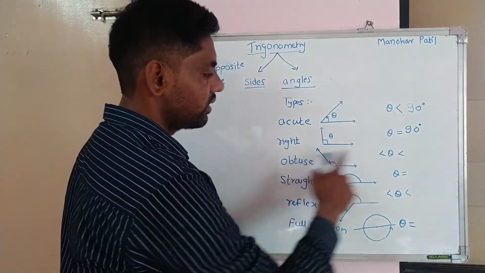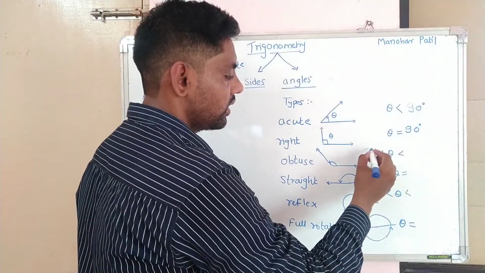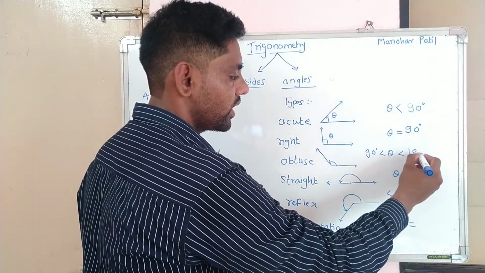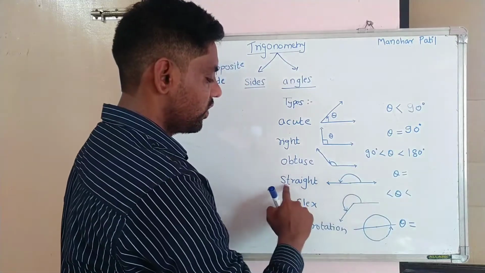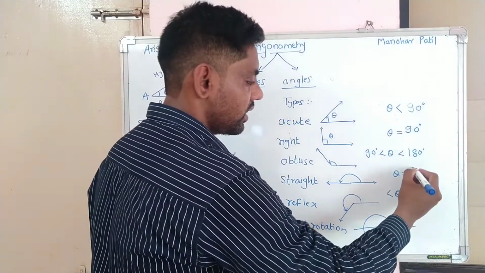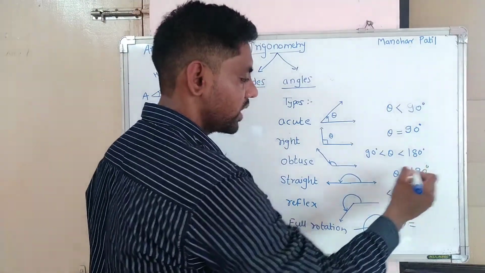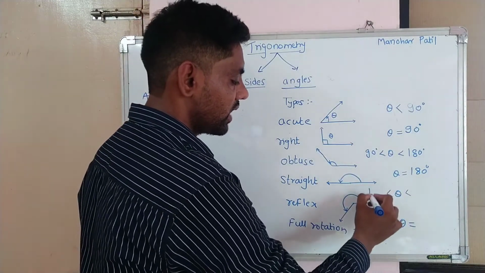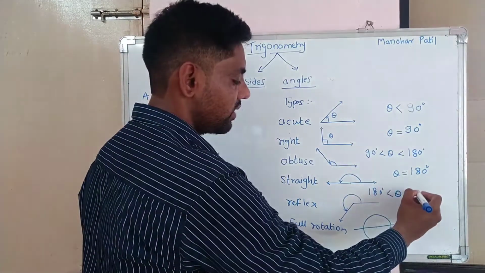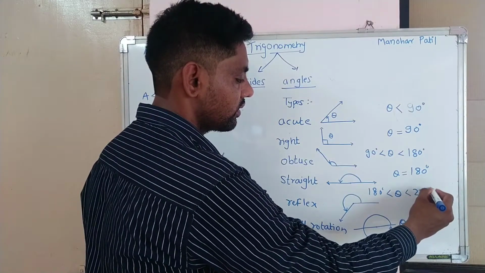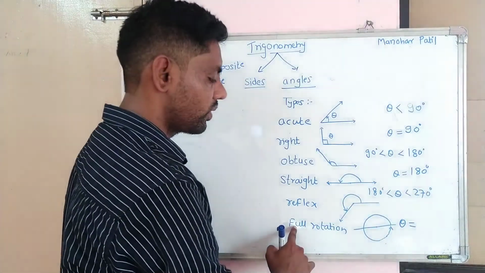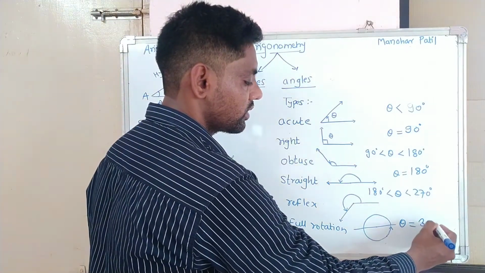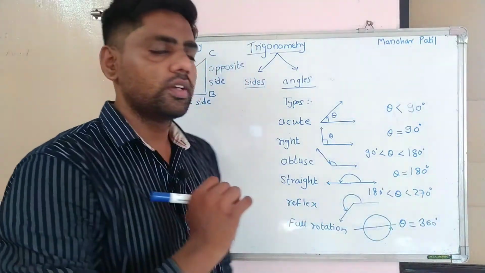For obtuse angle, the value of theta is greater than 90 degrees and less than 180 degrees. For straight angle, the value of theta is equal to 180 degrees. For reflex angle, the value of theta is greater than 180 degrees and less than 270 degrees, and for full rotation, the value of theta is equal to 360 degrees.